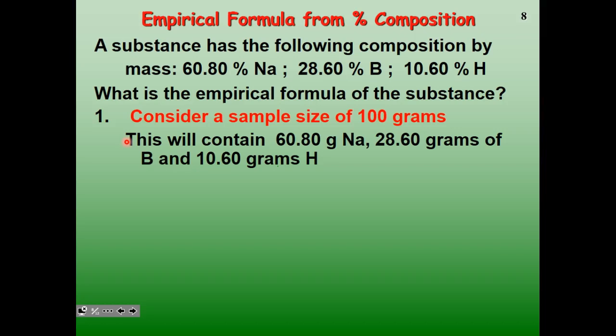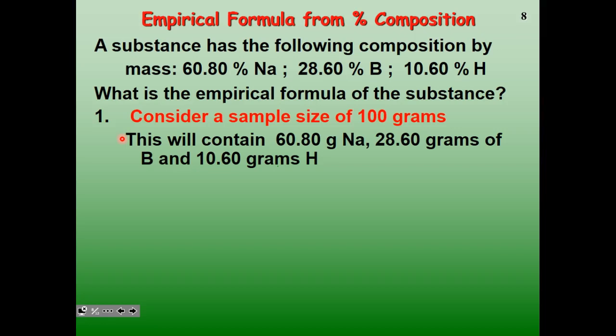So now it's just like the other problems. We are starting with a mass. So I want you to go ahead and pause the video and try to figure out what is the empirical formula of this substance. That's 60.8 grams of sodium, 28.6 grams of boron, and 10.6 grams of hydrogen. When you're done, come back and we'll work through the answer.